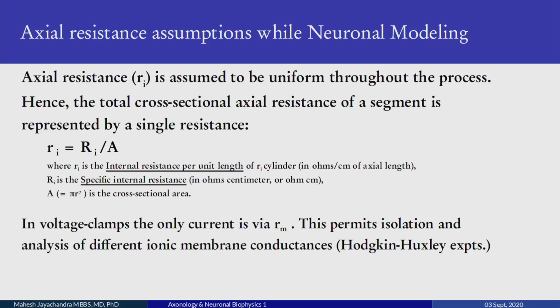Okay. In voltage clamps, the only current is via Rm, so that is going through the membrane. So this permits isolation and analysis of different ionic membrane conductances, as shown in the Hodgkin-Huxley experiments earlier.